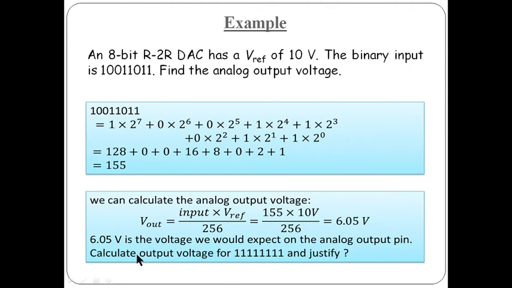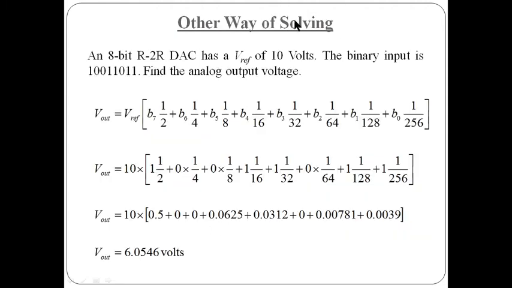Okay, so again we can calculate this. An 8-bit R2R digital to analog converter has a voltage of reference of 10 volt. The binary input is 1001111. Find the analog output voltage. So here V of output is equal to V of reference into, this is the formula, V of 7 into 1 by 2, V of 6 into 1 by 4.